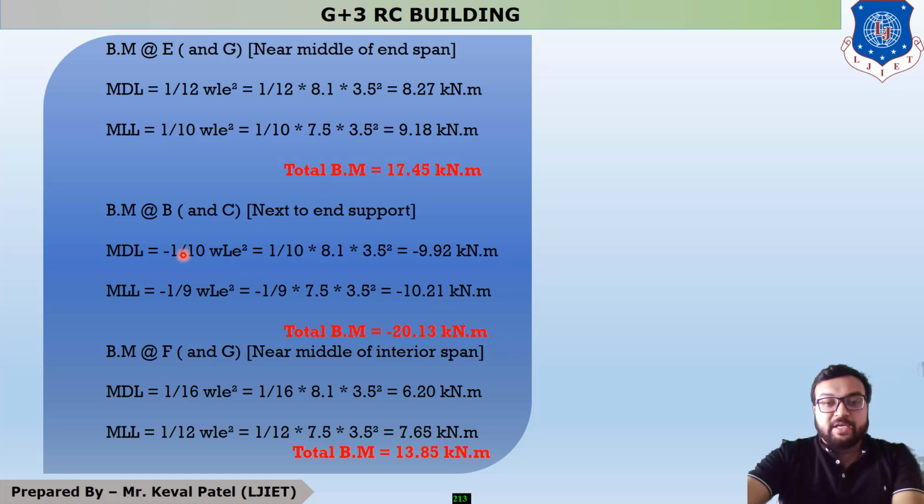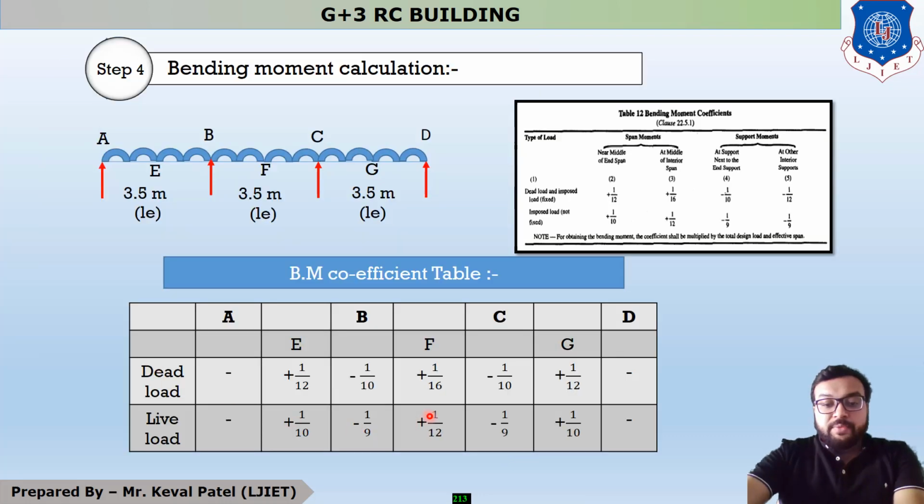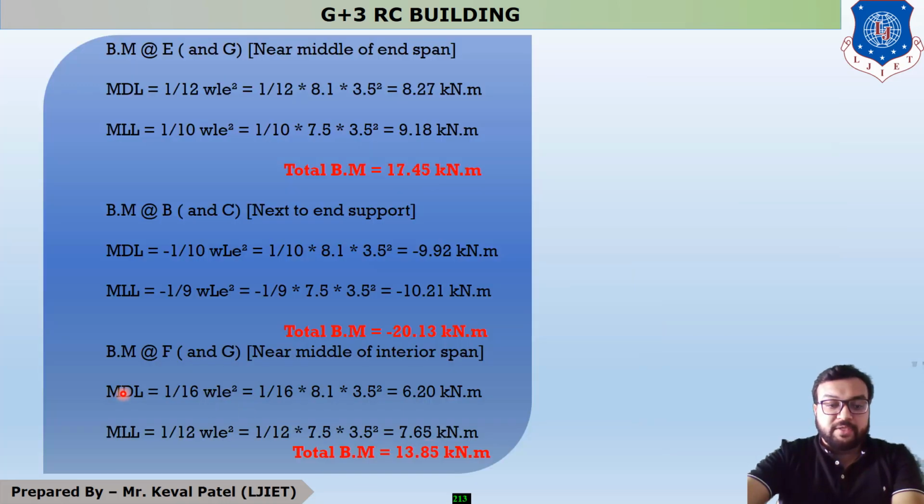Okay, so this is the calculation for bending moment at B and C, and last is bending moment at F, not G, only F. The coefficients for F are plus 1 by 16 and plus 1 by 12. So our equation is plus 1 by 16 WL square and plus 1 by 12 WL square.